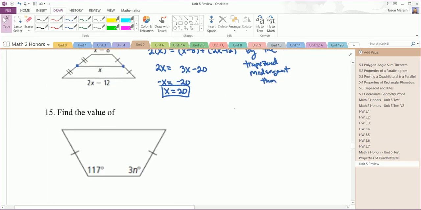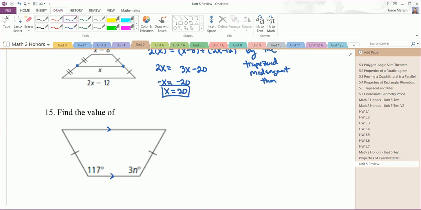On 15 we have another one. It looks like a trapezoid, except for the fact that for a trapezoid we have to have two sides parallel, and it's not stating that. Let's say it is a trapezoid. Let's add this in here. Let's make this a trapezoid, and then what we call this is an isosceles trapezoid.